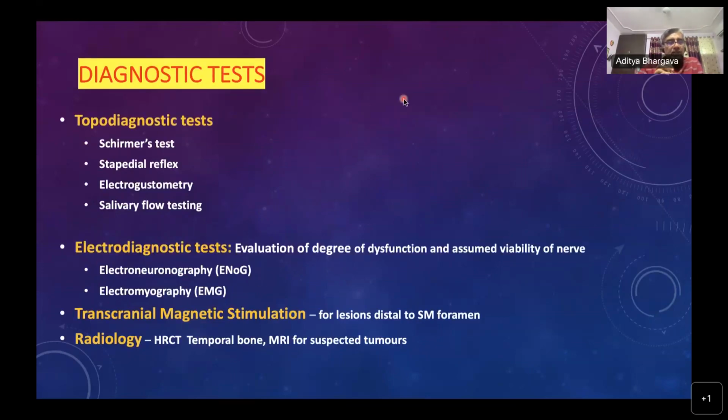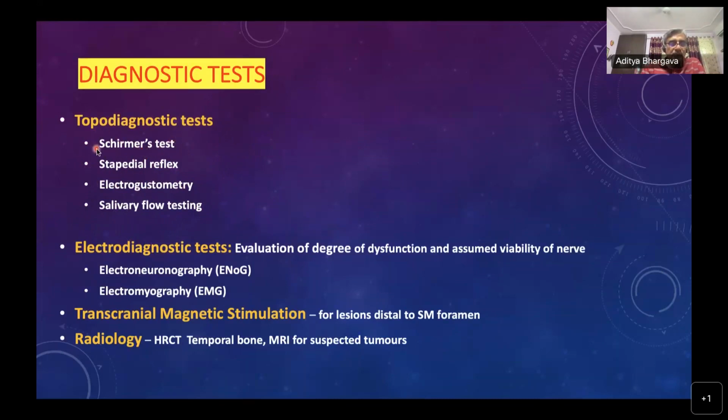Now, running through the diagnostic tests, the first one is topodiagnostic. What does topodiagnostic mean? According to the anatomical site, how we locate which site of the facial nerve is affected. So there is the Schirmer test for lacrimation, stapedial reflex test, electrogustometry, and salivary flow testing. Out of these four tests, this is what we are practicing today.